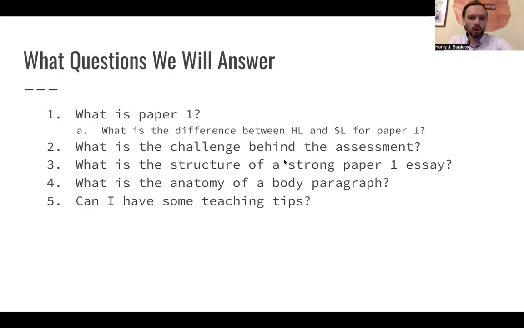So, what questions am I going to be answering for you? For starters, what is it? Is there any difference between paper 1, higher level and standard level? What is the challenge behind the assessment? What is the structure of a strong paper 1 essay? Can you use the same structure that you applied to your higher level essay or your extended essay? What about your individual oral? Paper 2? In actual fact, no, you shouldn't.